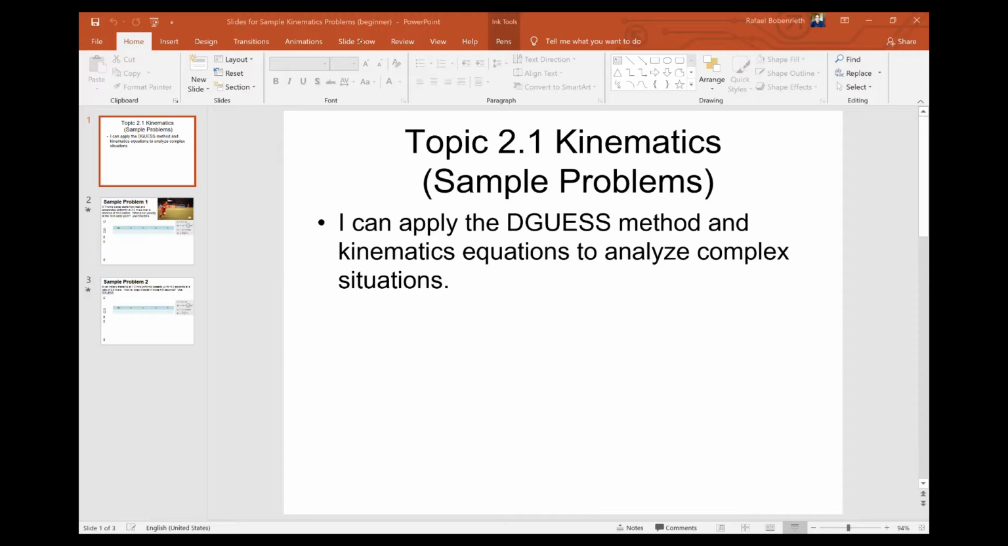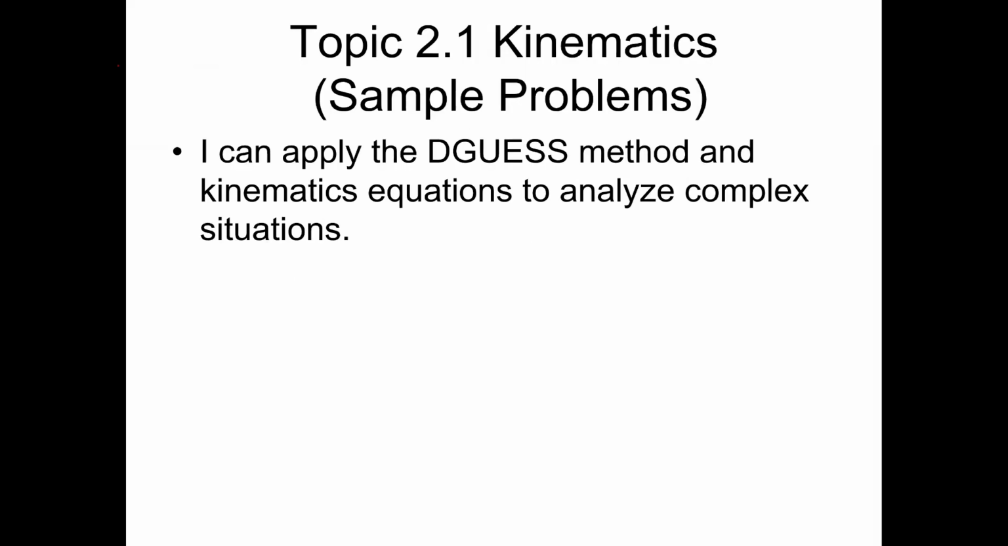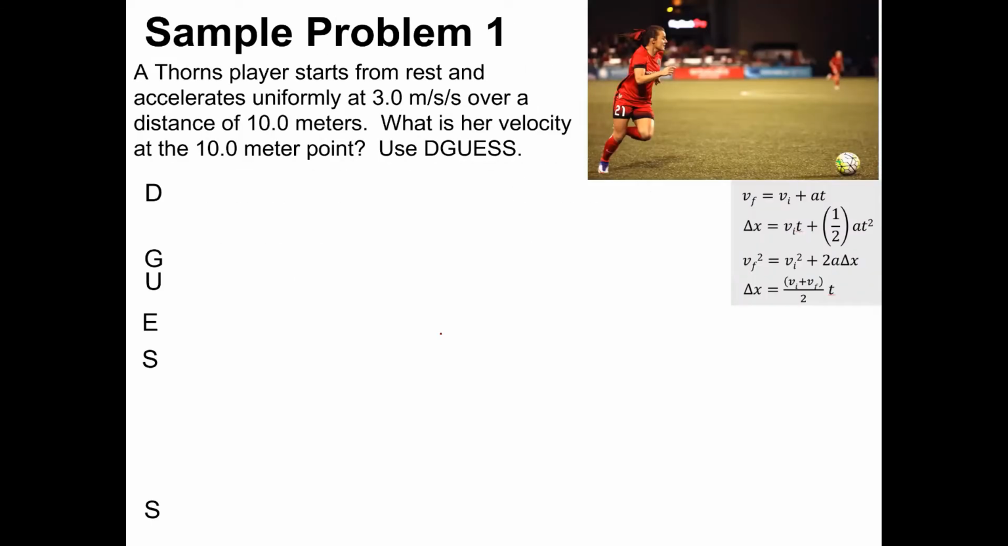Let's start with problem 1. Here you have sample problem 1. It says, a Thorns player starts from rest and accelerates uniformly at 3.0 meters per second squared over a distance of 10.0 meters. What is her velocity at the 10.0 meter point? Use DGUESS. Notice on the right here, I've got my kinematics equations that we're going to refer to, and on the left here, I have laid out DGUESS.